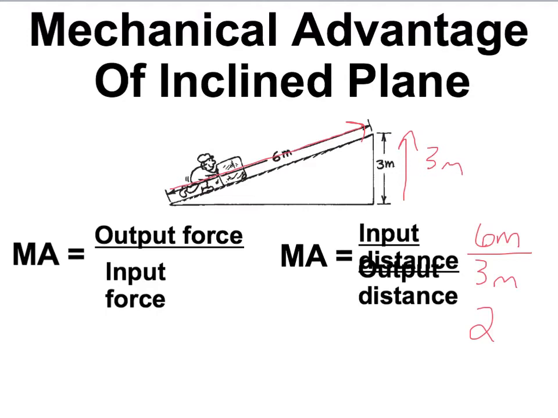What are the units for mechanical advantage? There are none, because these meters cancel each other out. Now the cool thing you can do with mechanical advantage is figure out how much force it's going to take to push this block of ice up here. And how you do that is you take this 2 and you use it for the other formula.